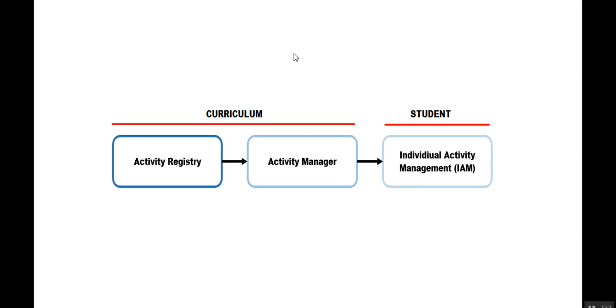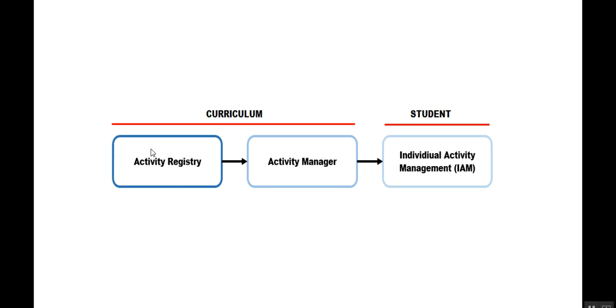Okay. So we've got three key records that we use in activity management. We've got activity registry and activity manager, which both come under curriculum, so we've got no students attached to them at this stage. And then the individual activity manager, IAM record, which is the student record.